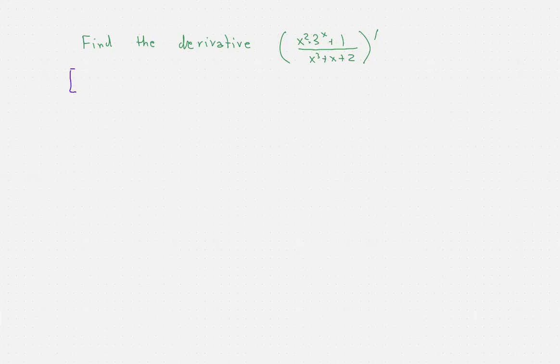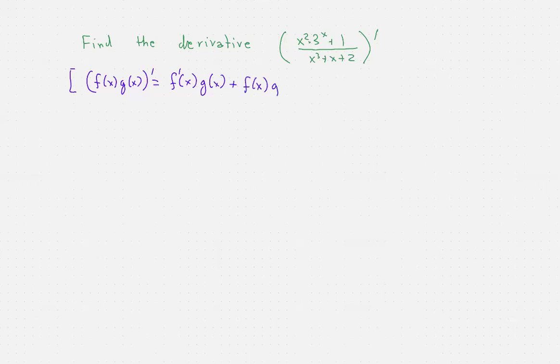Okay, so we can see here that we have a problem that combines the product rule and the quotient rule. And let's start by remembering all of this. So what is the product rule? The product rule is that the derivative of the product of two functions is the derivative of the first times the second plus the first times the derivative of the second.